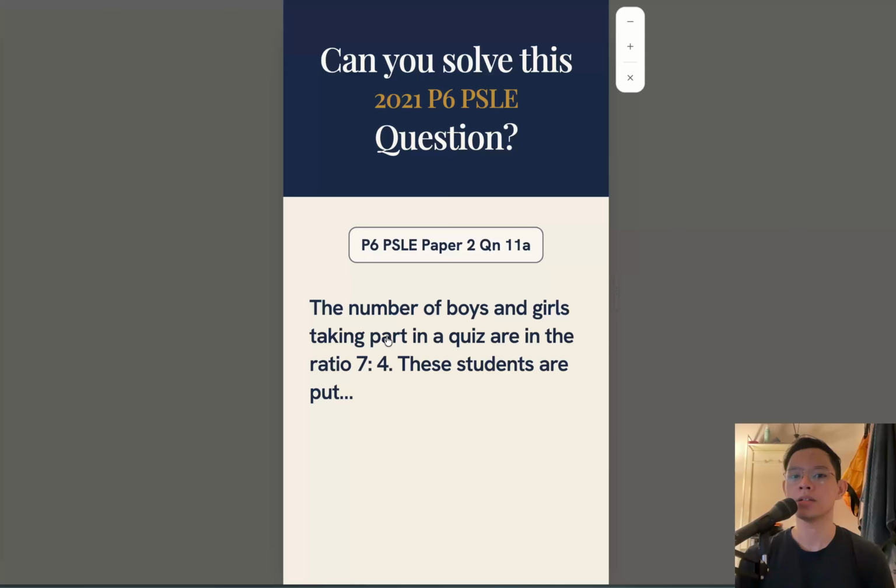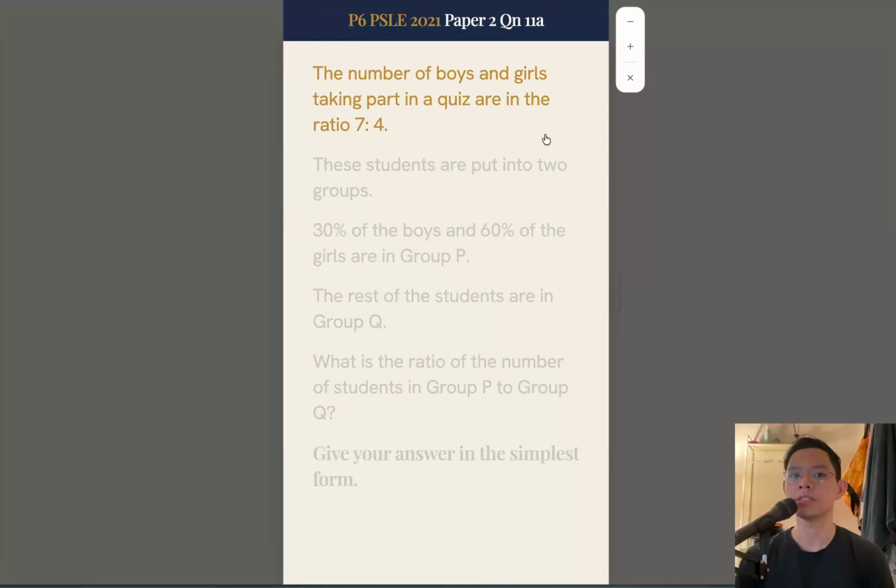Question 11, part A. The number of boys and girls taking part in a quiz are in the ratio 7 is to 4. These students are put into two groups. 30% of the boys and 60% of the girls are in group P. The rest of the students are in group Q. What is the ratio of the number of students in group P to group Q? Give your answer in the simplest form.